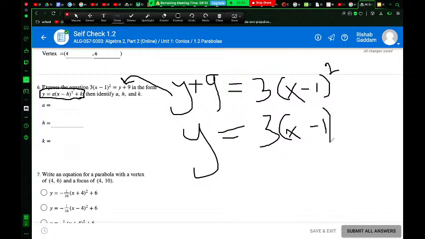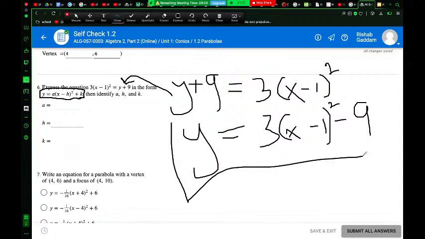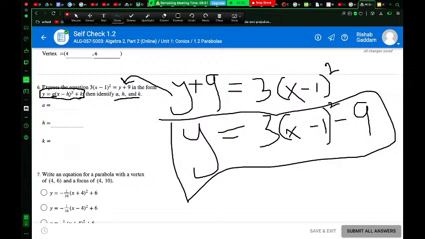Okay, do you understand that, Neil? Yes. Okay. And that turns into the form y equals a times x minus h squared plus k, with 3 times x minus 1 squared minus 9. So we got this equation into this form, which is what we want. Now it's asking us to identify a, h, and k. If you look at these variables right here, there's a right here, h right here, and k right here.